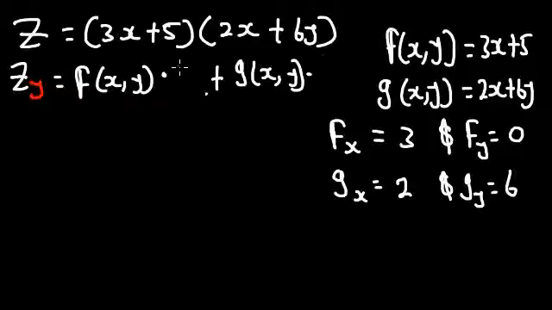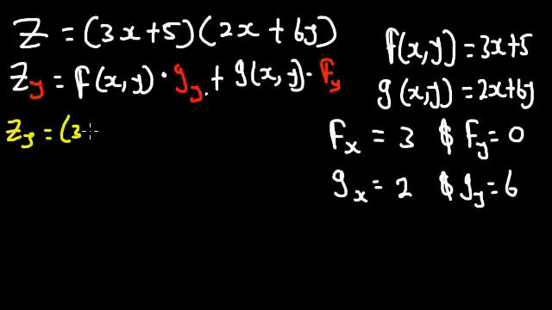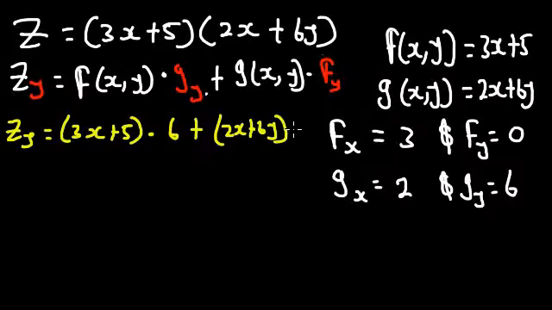Then we have g sub y and f sub y. Excellent. So let's have it in yellow. It now implies that our z sub y will be equal to f of x comma y, which is still 3x plus 5, multiplied by g sub y, that's 6 over here. So we have 6 plus g of x comma y, that's 2x plus 6y, then multiplied by f sub y, which is 0.